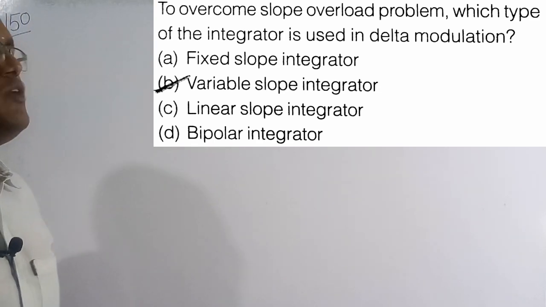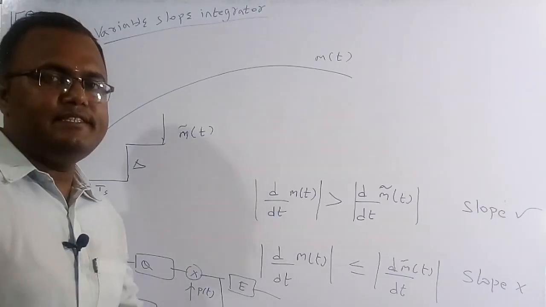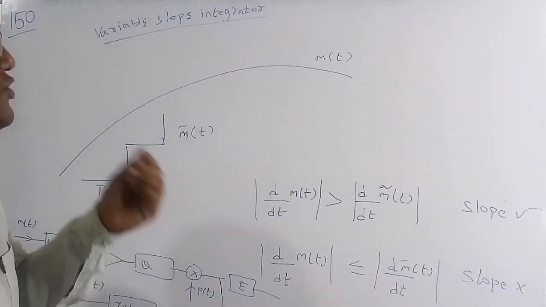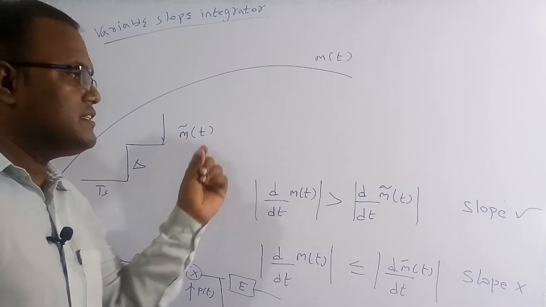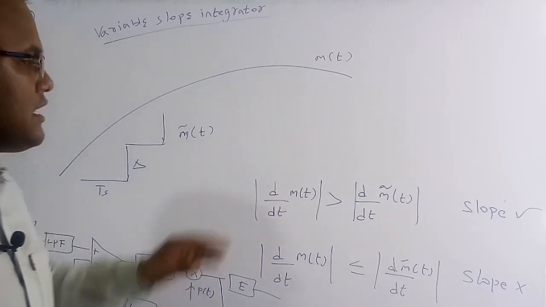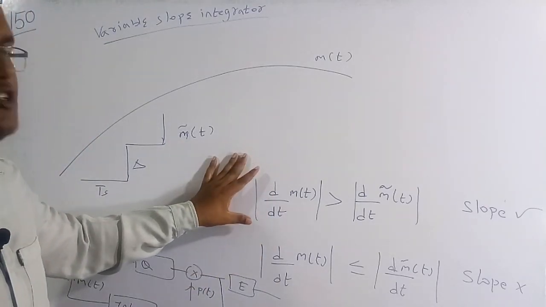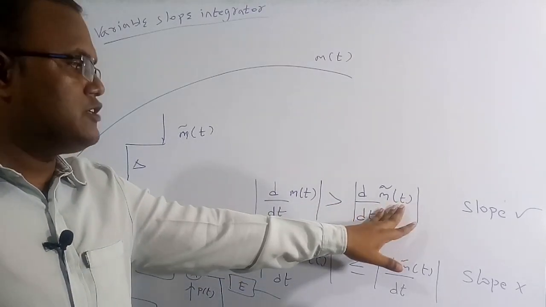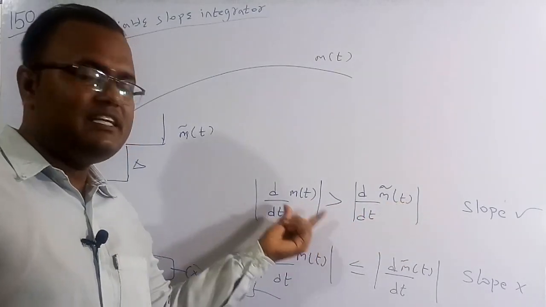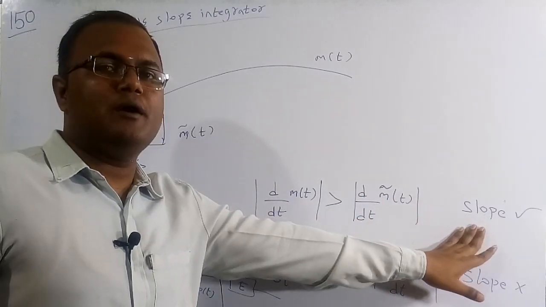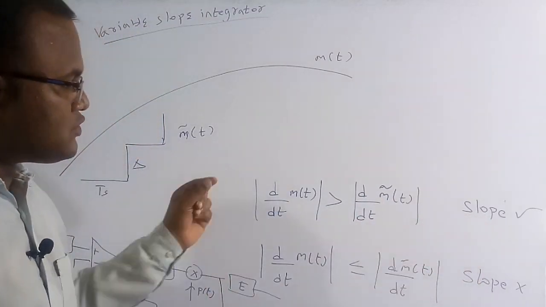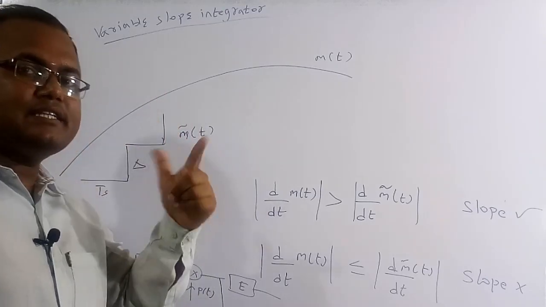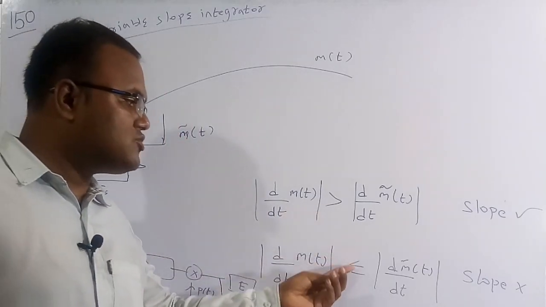So let's discuss something more about this one. Basically in the delta modulation there is always a slope overload problem. The slope overload problem is going to occur when the positive rate of change of the message signal is greater than the positive rate of change of the staircase waveform. When this is the case, the slope overload problem occurs. The slope overload problem is not going to occur when the condition is less than or equal to.